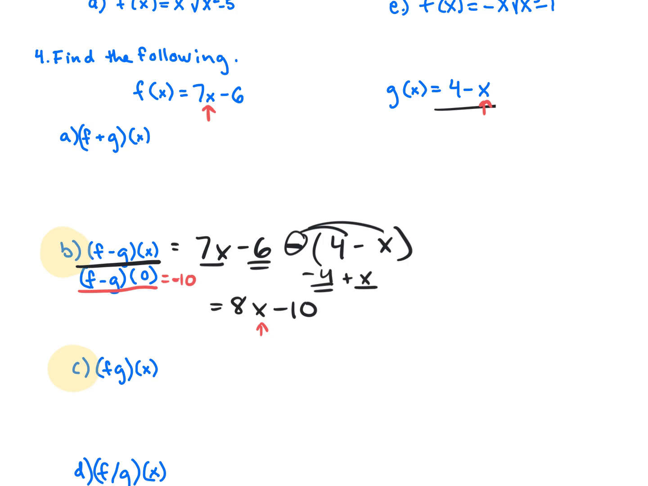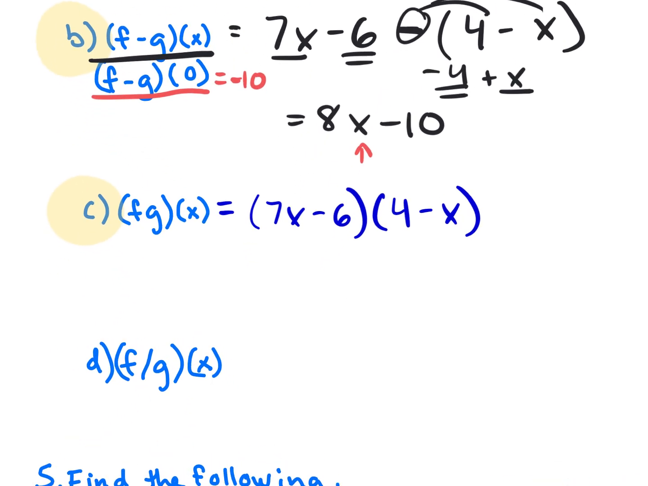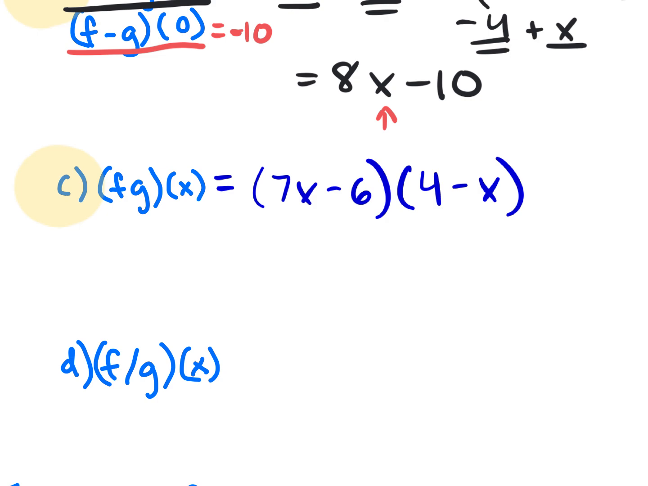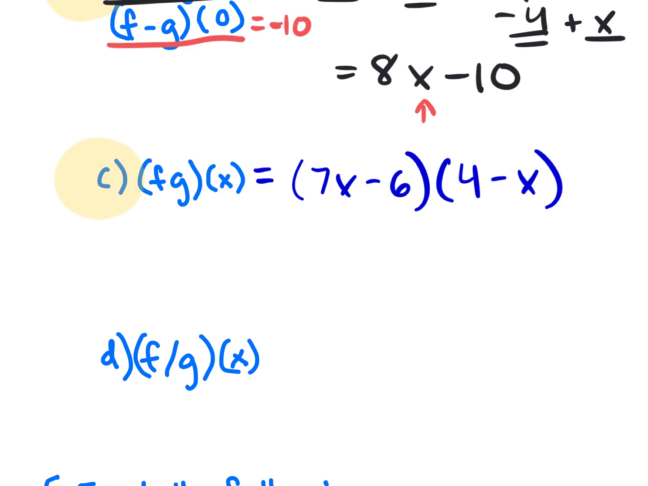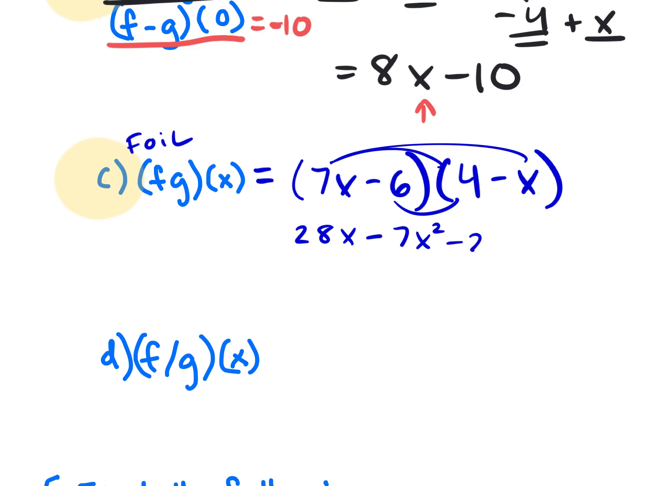All right, let's do C. So here we have f times g. So f is 7x minus 6 times g is 4 minus x. How would we simplify this? FOIL. So we need to FOIL. So 7x times 4 would be 28x. 7x times negative x would be negative 7x squared, minus 24 plus 6x.